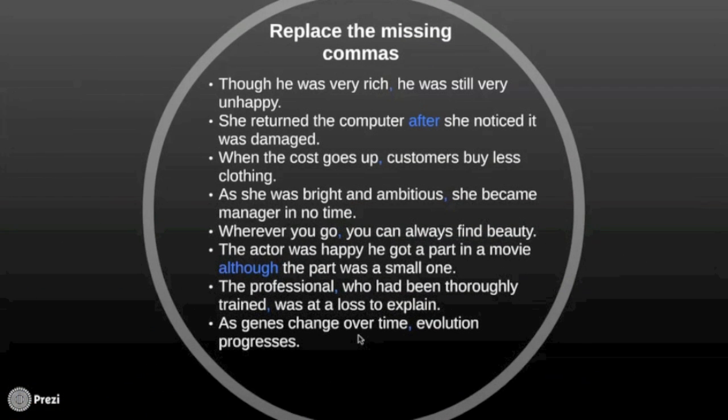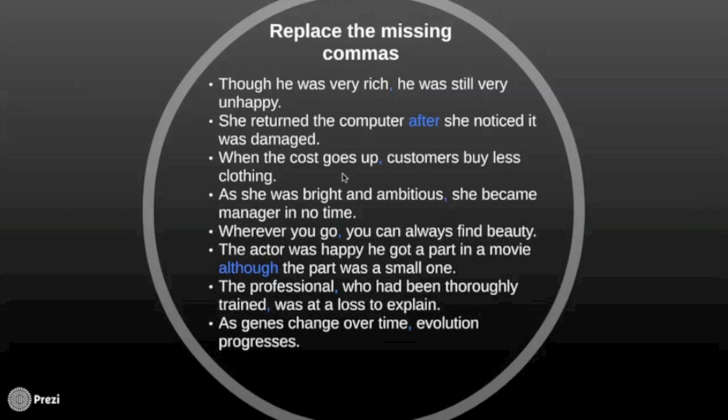Okay, so the second exercise I gave you was to replace the commas that I had deleted out of these sentences. So as you can see, there's a comma here for this complex sentence. These are all complex sentences here. This comma comes because the subordinate clause is at the beginning of the sentence. She returned the computer after she noticed it was damaged. Okay, so instead of a comma, we have this subordinating conjunction in the middle of the sentence.